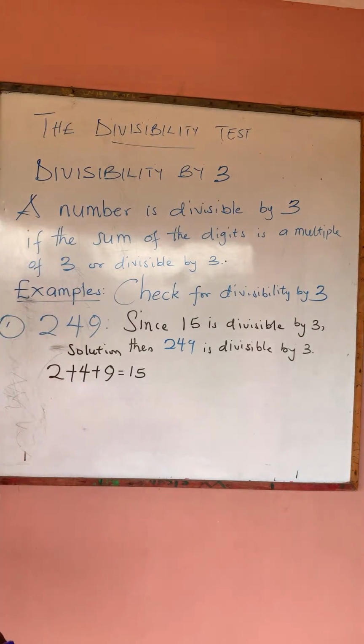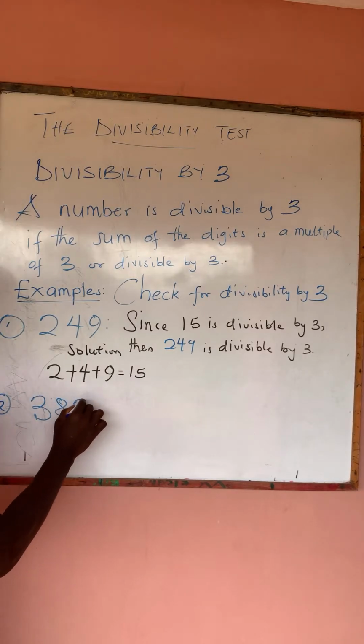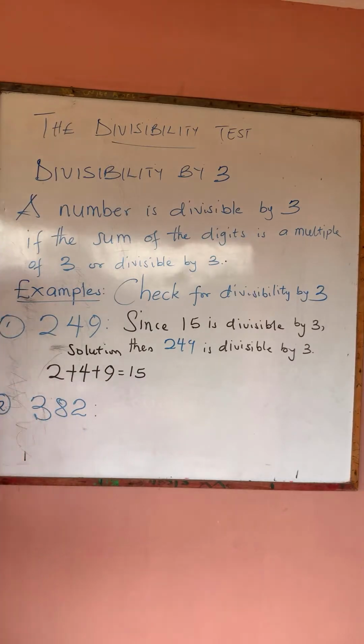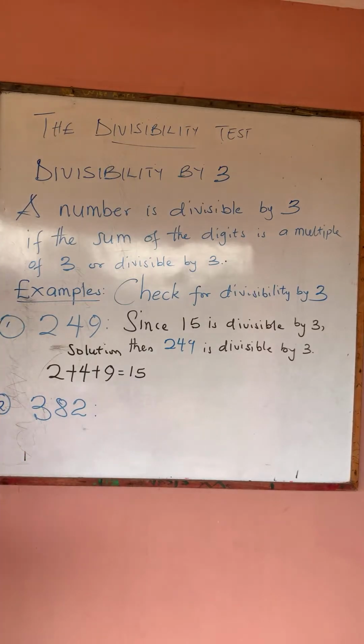Let's take our next example. Example 2. 382. So you have to check for the divisibility by 3 for 382. So let us try it first. Let's try it and see if the number is divisible by 3.